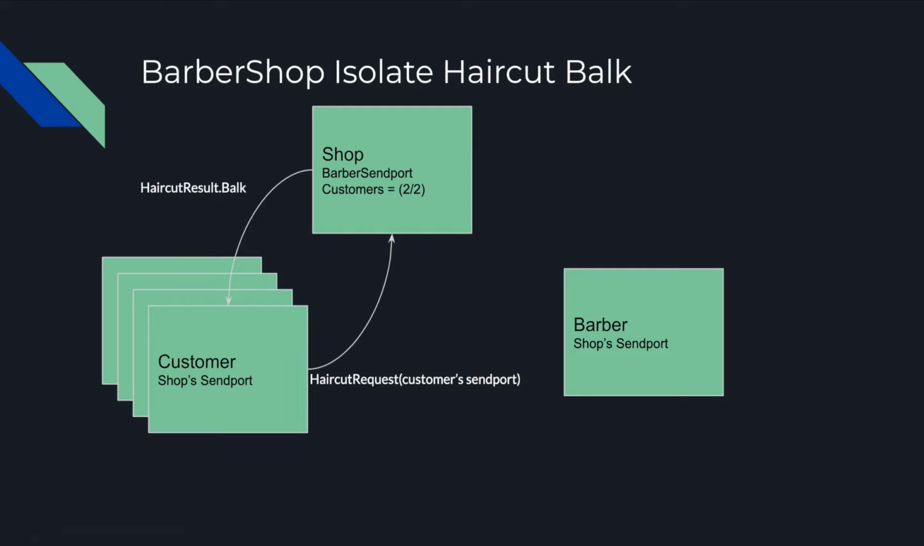In the failed flow, the customer uses the shop send port that it's stored from when the isolate was spawned. It sends the haircut request, and the shop uses this to send a message straight back, which is saying the store's at capacity, go away.